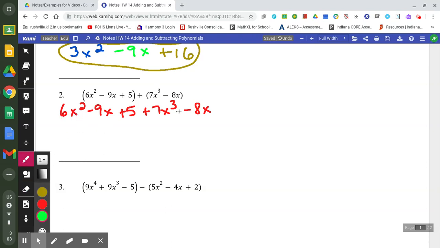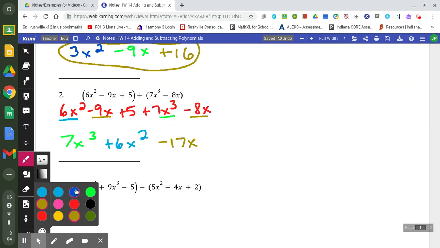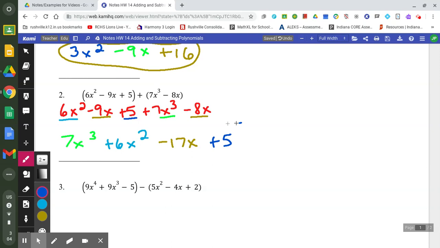Actually, I'll need to start with the highest exponent, so the 7x to the third. And then my 6x squared, and there's no other squared terms, so plus 6x squared. And then minus 9x minus 8x, so minus 17x. And then plus 5. And so this is my final answer.